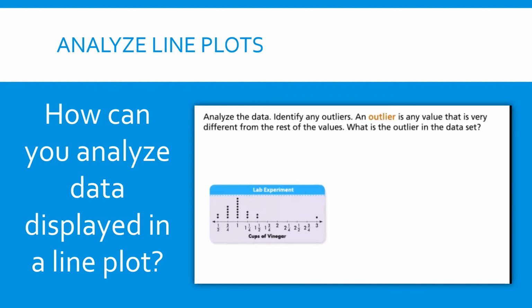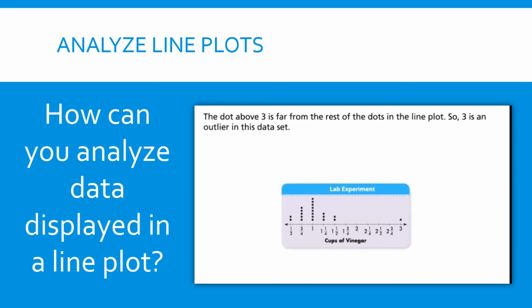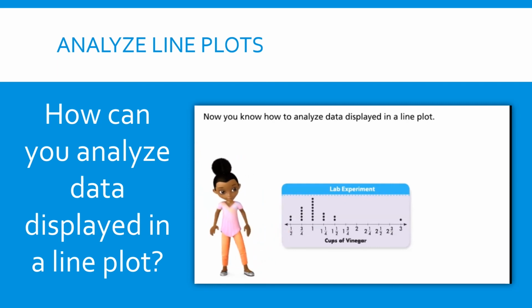Analyze the data. Identify any outliers. An outlier is any value that is very different from the rest of the values. What is the outlier in the data set? When looking for outliers, we're looking for any value that is very different from the rest of the group. The dot above 3 is far from the rest of the dots in the line plot, so 3 is an outlier in this data set. Now you know how to analyze data displayed in a line plot.